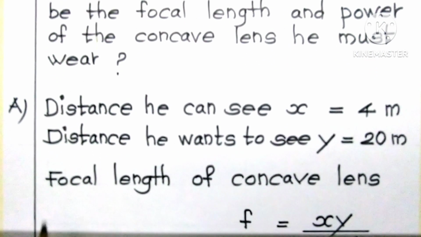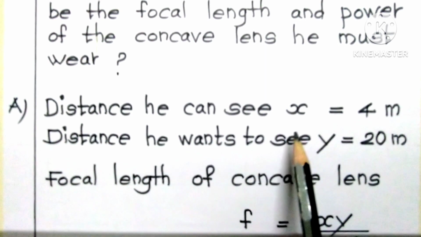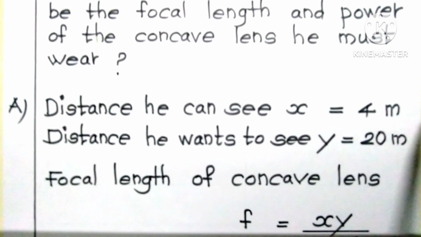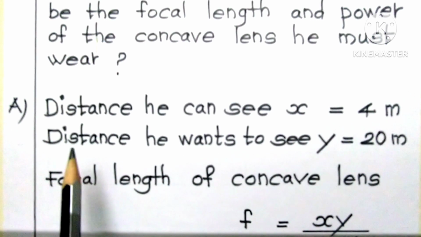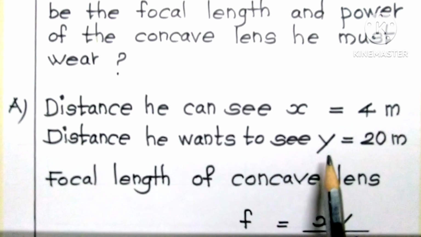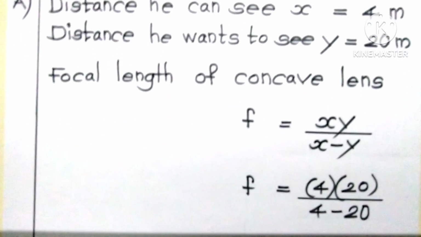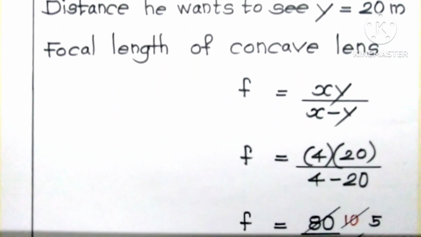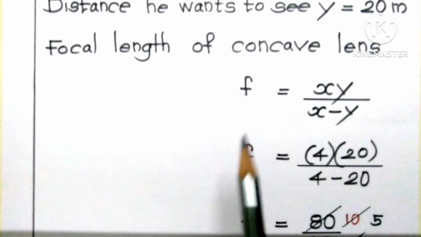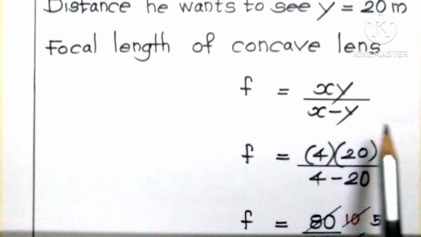Answer: The distance he can see, let us call it x, is equal to 4 meters. In the next step, the distance he wants to see, let it be y, which is nothing but 20 meters. Now, the focal length of the concave lens. This formula is given in your text itself. So let us take the formula: f is equal to xy divided by x minus y.